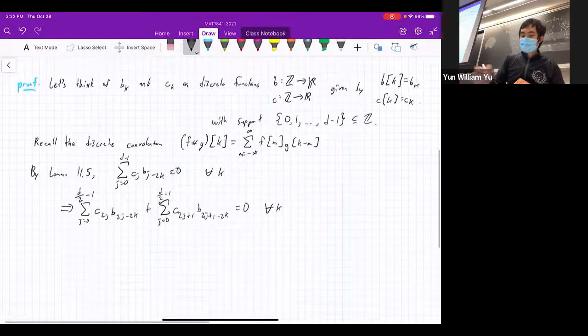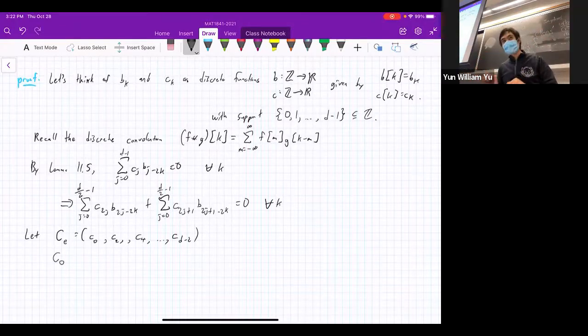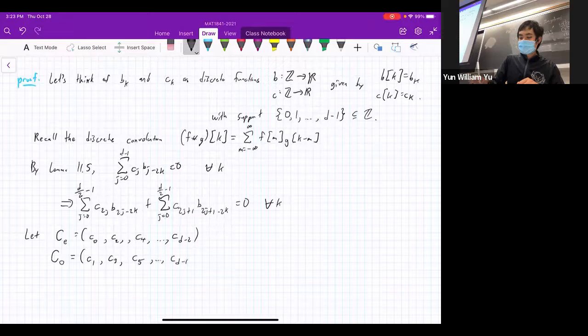And now we're going to do exactly that. Let's let the vector c sub e be equal to c0, c2, c4, all the way through c sub d minus 2. And let's let c sub o, that's an o, not a 0, be the vector of odd terms, c1, c3, c5, all the way to c sub d minus 1. And we're going to do the same thing for b sub e and b sub o.